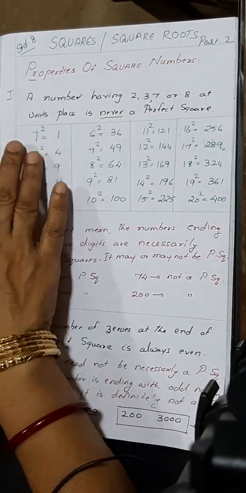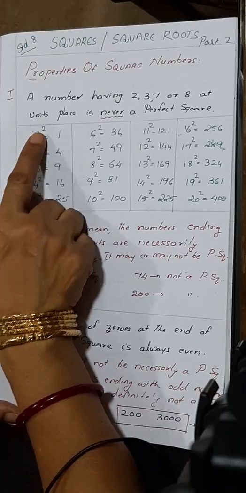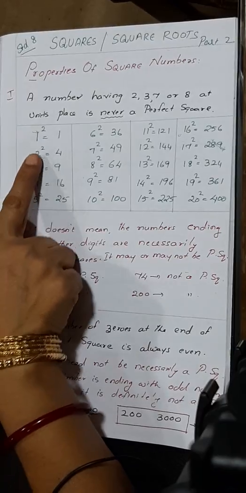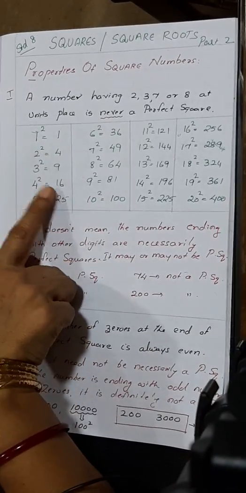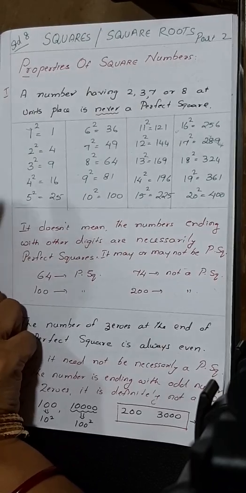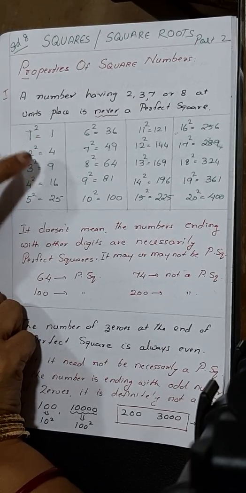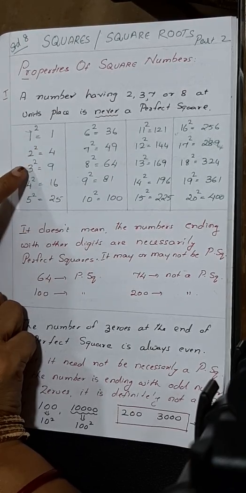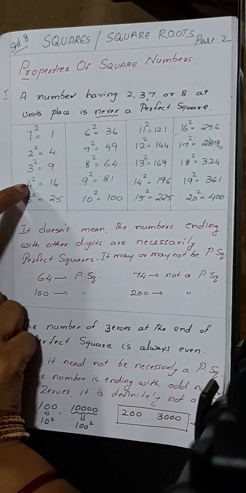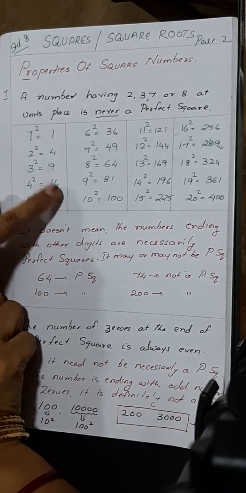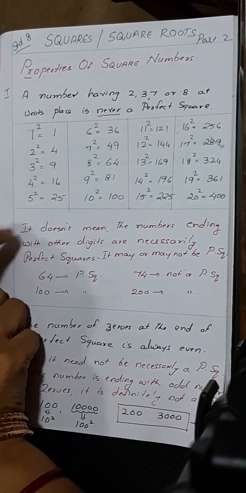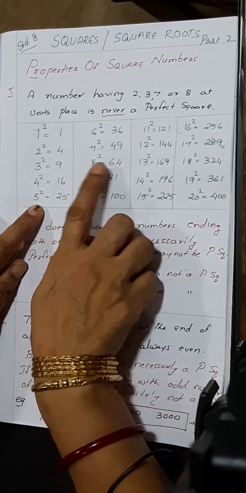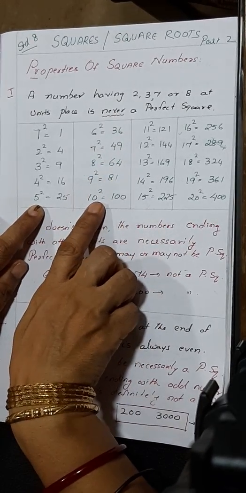Before that, let us go through this table. I have written the squares of all the numbers from 1 to 20. So 1 squared is 1, 2 squared is 4, 3 squared is 9 and so on. Now see the unit digit in all the numbers. For 2 it is ending with 4, for 3 it is ending in 9, for 4 it is ending in 6, and for 5 it is ending in 5. Similarly 6 gives 6, 7 gives 9, 8 gives 4, 9 gives 1, and 10 squared is 100.